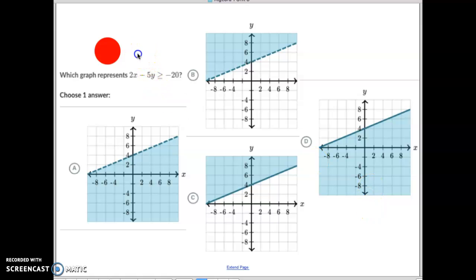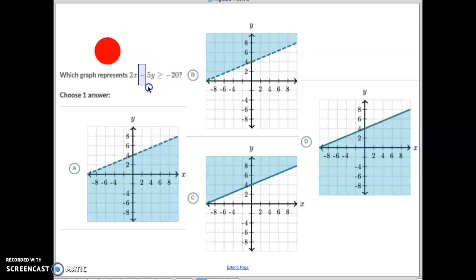So again, we look for the y value. What is the number in front of the y? In this case, it's a negative 5. So when we ultimately would end up dividing by a negative, this inequality sign would flip and become a less than sign. Less than means you shade below, okay?